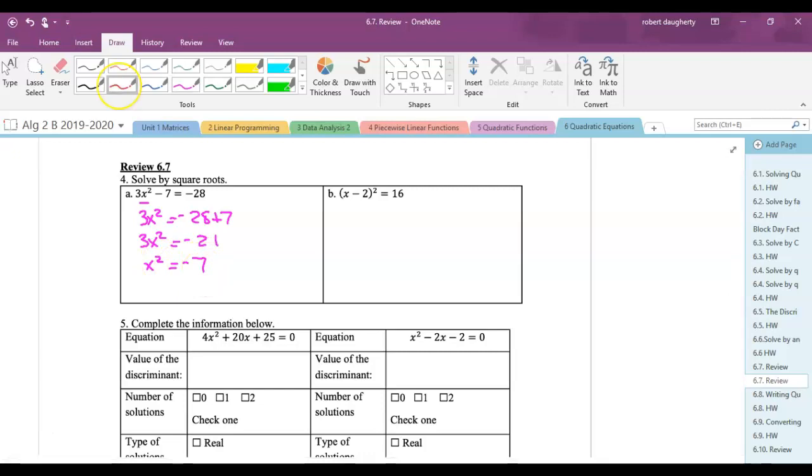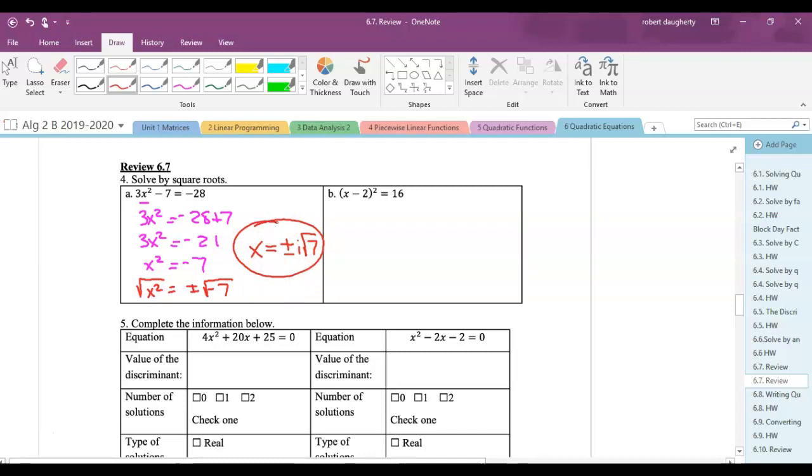Now I'm ready to take the square root of both sides. So I'm going to get the square root of x squared equal plus or minus the square root of negative 7. That tells me that x equal square root of negative 7, so it's plus or minus i square root of 7. That is the solution there.